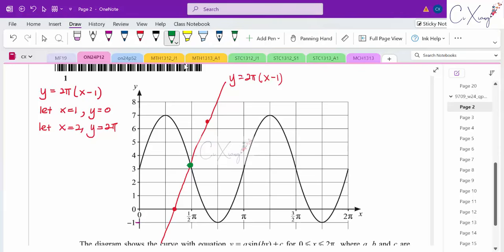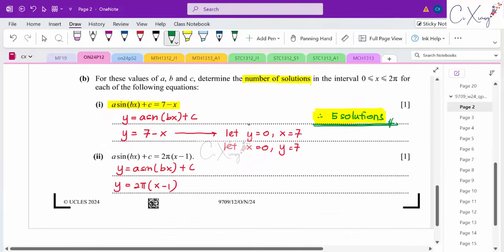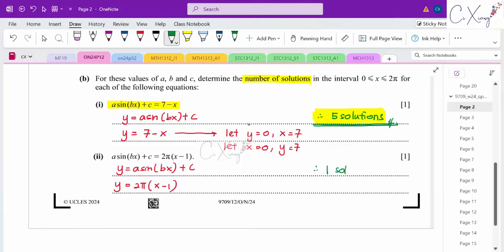So you can see that there's only one intersection point within the 0 until 2 pi. Therefore, for this particular question here, the number of solutions that we have will be only 1, because you can see only one intersection point, right? So we can just directly tell them that we are having one solution for this question. Okay, so this is how we solve question number 1.